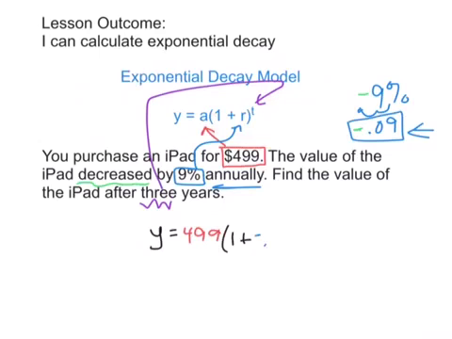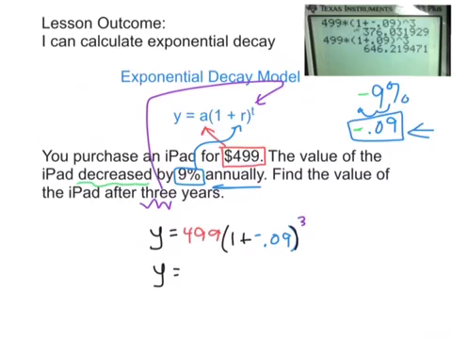So negative 0.09. And then it's raised to the t, and the t is our time, which is 3 years. Now again, we're just going to calculate this. We can use our calculators, and so grab that and compute our new worth of our iPad.